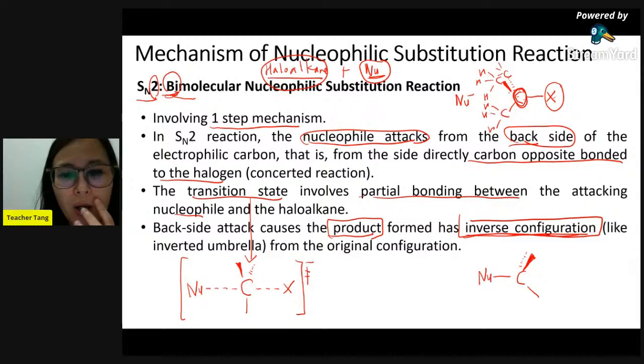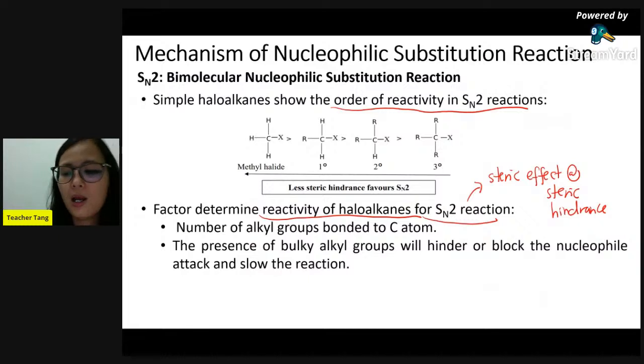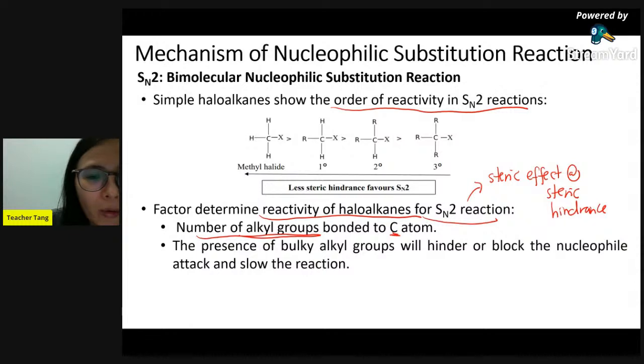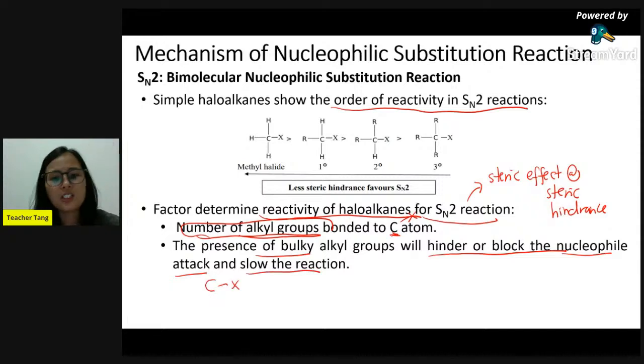Okay, so this effect is what we call the steric effect. So when you have a greater number of alkyl groups bonded to the carbon that is bonded to the halogen, that means it is bulkier. So it will hinder or block the nucleophile from attacking the carbon that is bonded to the halogen. Therefore, the reaction is slower.